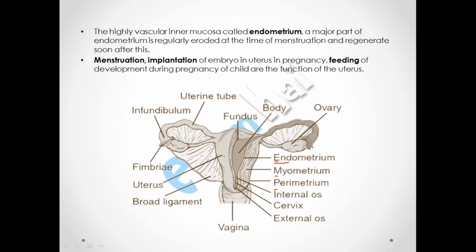So the roles of the uterus are: first, menstruation; second, implantation of the embryo. When fertilization takes place, the implantation of the embryo takes place inside the uterus in pregnancy; and third, feeding the development of the child during pregnancy. So the uterus provides nourishment to the developing baby until the 9th month, until the baby is discharged from the uterus. It provides nourishment to the developing baby.